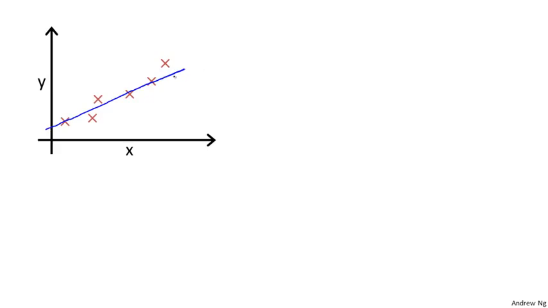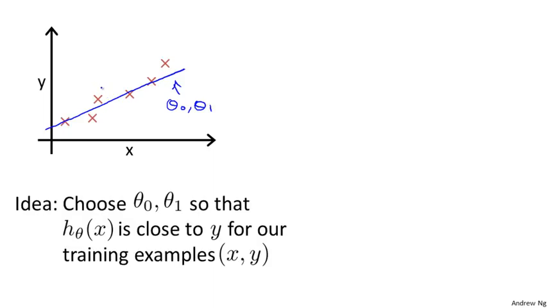So how do we come up with values theta 0, theta 1 that correspond to a good fit to the data? The idea is we're going to choose our parameters theta 0, theta 1 so that h of x, meaning the value we predict on input x, is at least close to the values y for the examples in our training set, for our training examples.